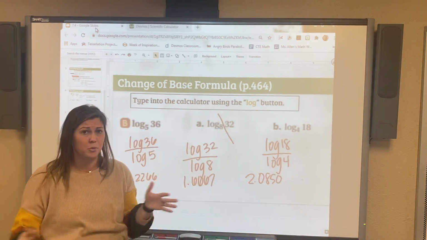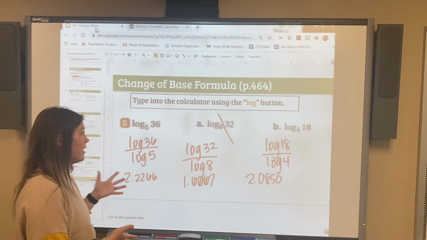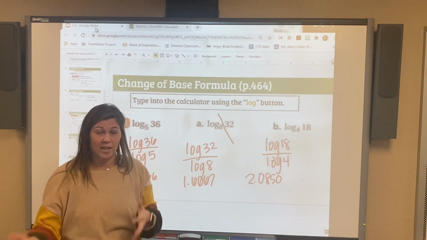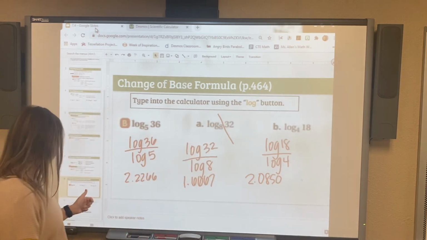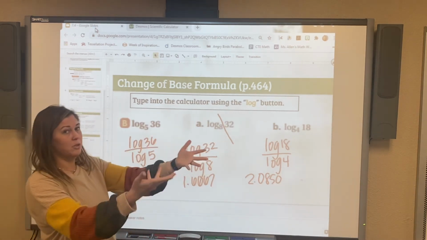It's super simple, super easy, and that's how you find a log if it's not of base 10. That's why we have to use the change of base formula, because these are not log base 10, so we can't just easily enter them into our calculator.